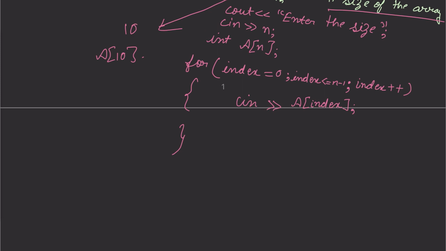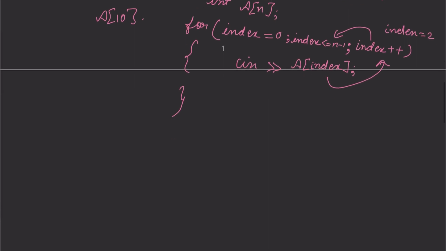Initially the index is at 0, then user will enter the value, then the value will be stored in a of 0, then index will be incremented by 1, and now index will become 1. Then it will check the condition. Is index less than or equal to n minus 1? Yes, it is. Then it will again store, and so on.